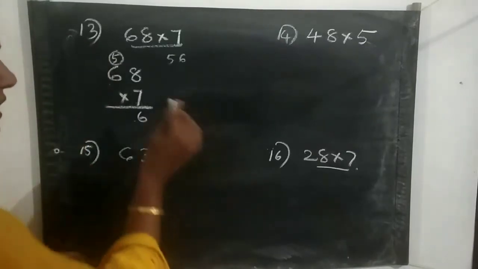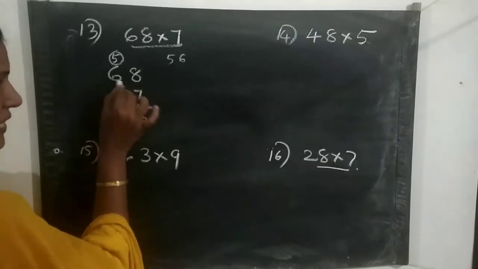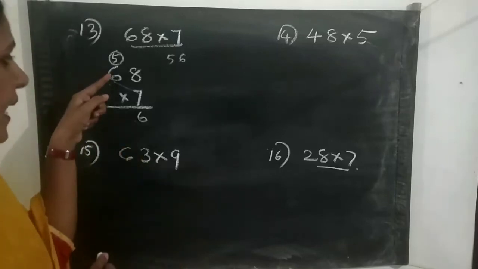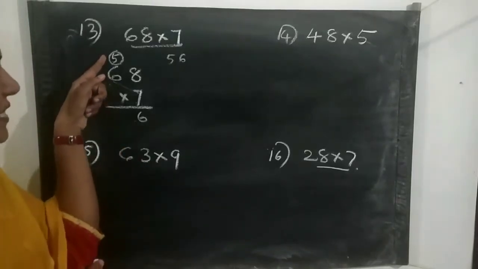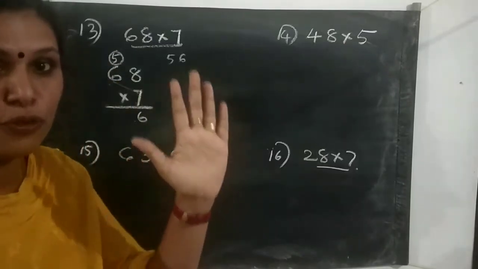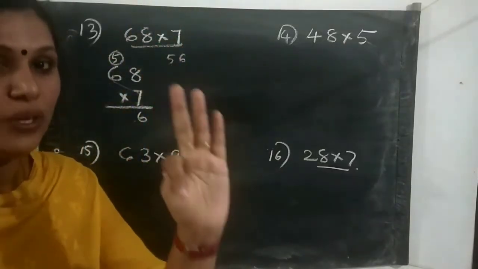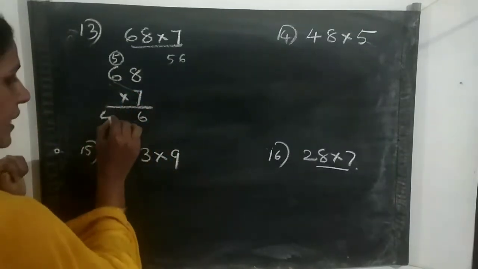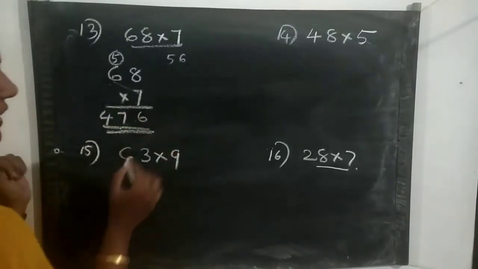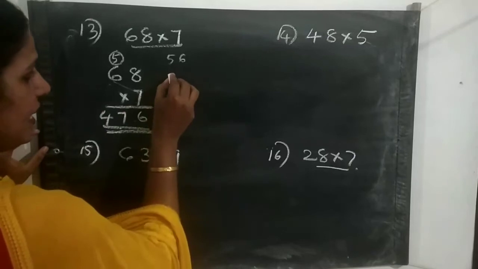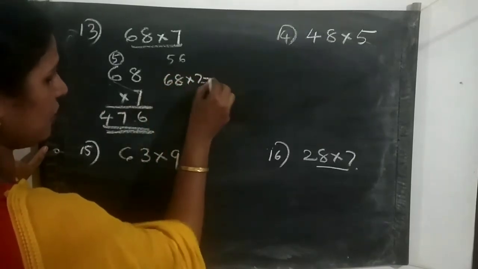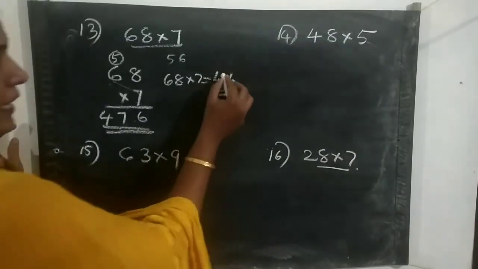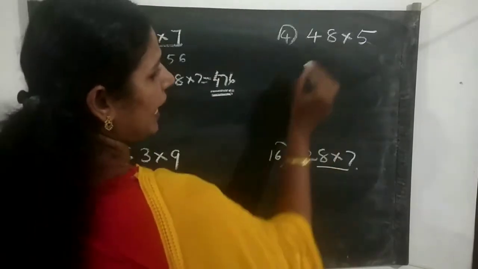The next is we should multiply this 7 into 6. 7 6s are 42. Then next is this 42 plus 5. 42, 43, 44, 45, 46, 47. So here the number is 476. So we write here 68 into 7 equal to 476. Okay, understood?